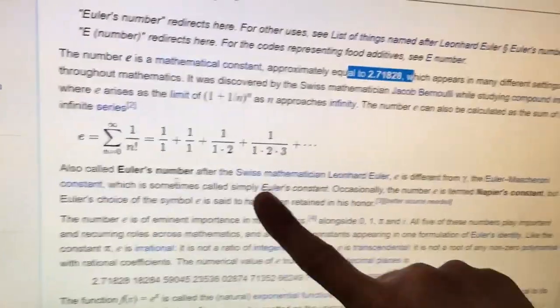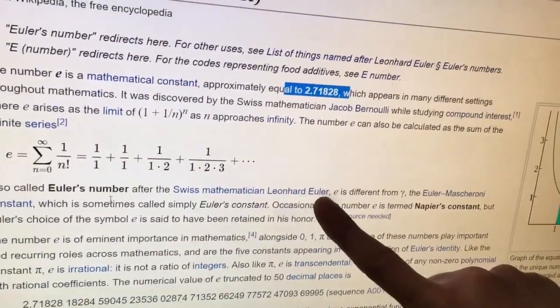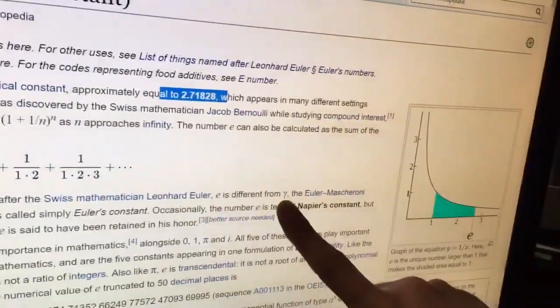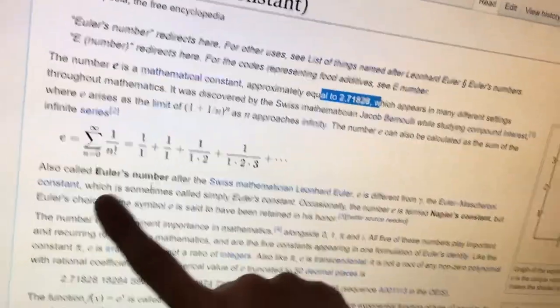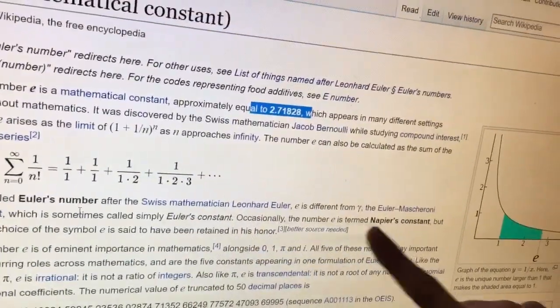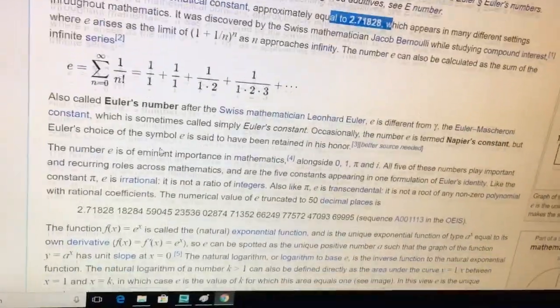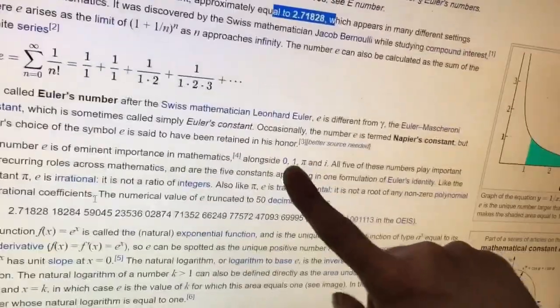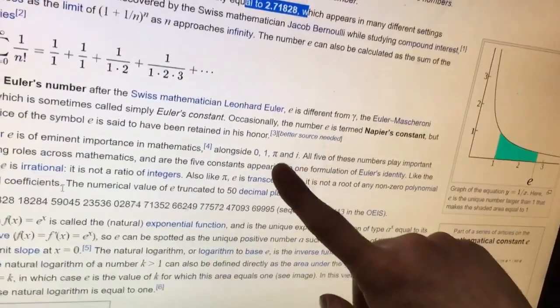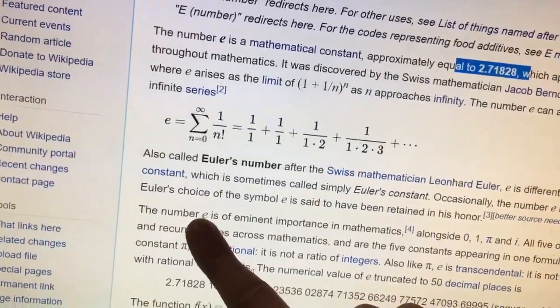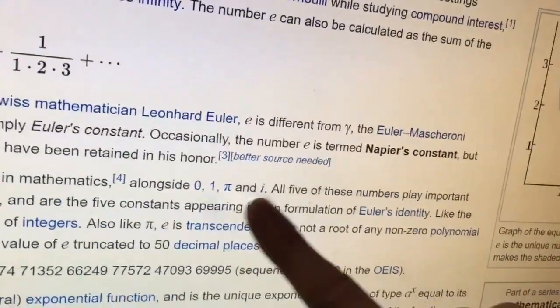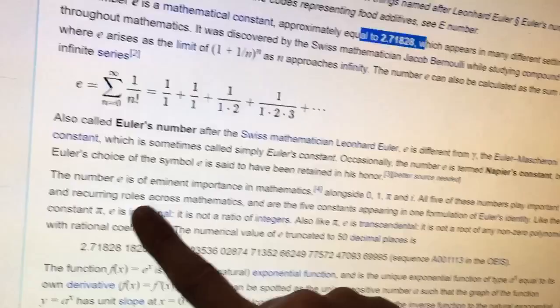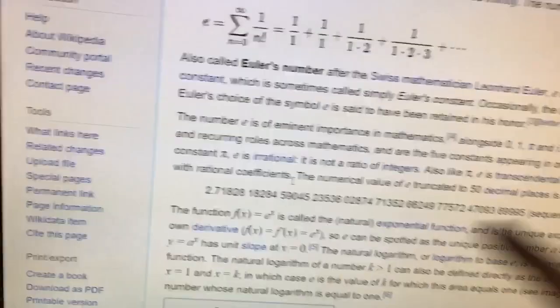It's also called Euler's number after the Swiss mathematician Leonhard Euler. E is different from gamma, the Euler-Mascheroni constant, which is sometimes called simply Euler's constant. Number E is of eminent importance in mathematics, alongside 0, 1, pi, and i. E is the 5th letter of the alphabet, and it's like the 5th thing of importance. All these numbers play important roles across mathematics, in one formula of Euler's identity. Like the constant pi, E is irrational. It is also a ratio of integers, yada yada yada.